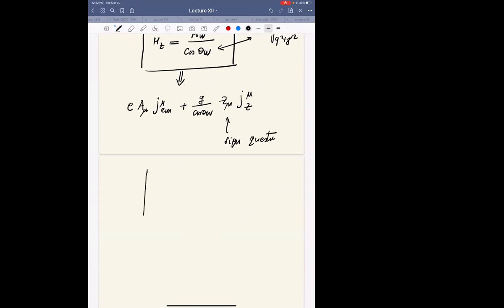But notice when I change the Z boson, I will have two vertices. So there is a sign question here. There will be plus or minus here, according to what I'm saying. But there will also be plus or minus here. So plus or minus times plus or minus is plus. There is no ambiguity. It will take care of itself.